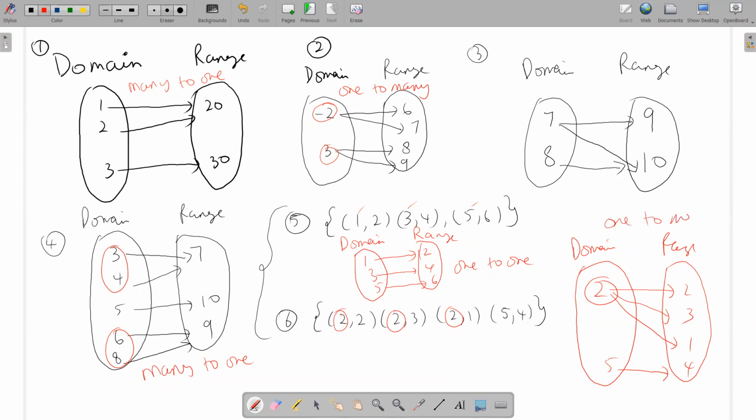And for number 3, students, look at number 3. I left this one for last because this one was the most challenging. Why? Because watch. 1 to many, and then we have the 7 and the 8 going to 10. So that is many going to 1. And with the 7 going to the 9 and the 10, and then we have many going to 1, right? Many going to 1 and a 1 to many. So this is a many to many, right? Many to many.